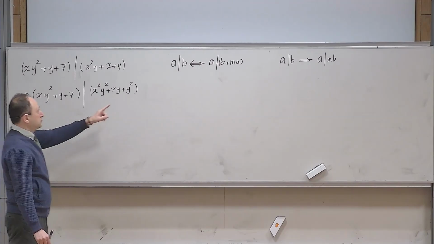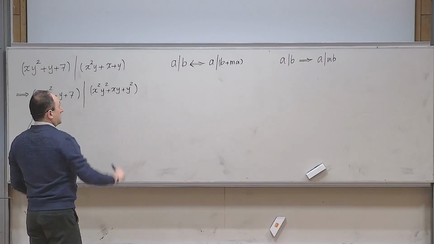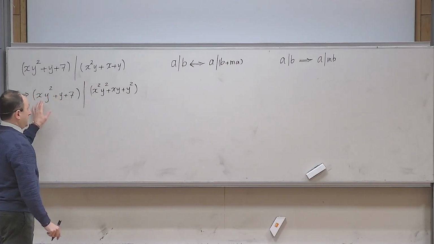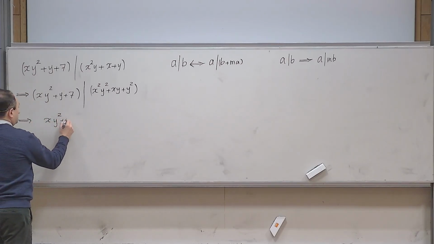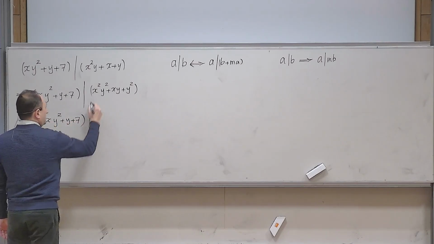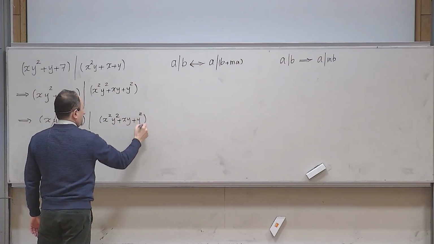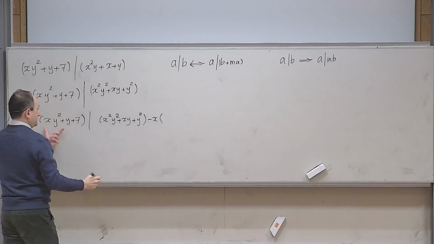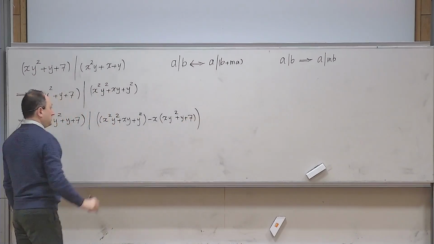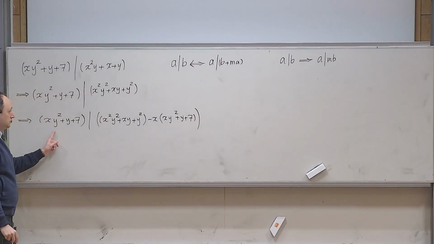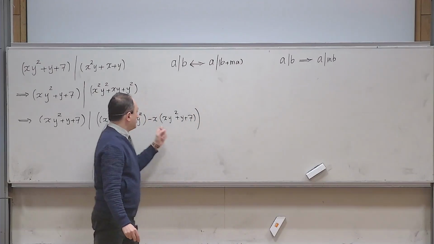Now I want to use this theorem by giving the role of A to the left-hand side, the role of B to the right-hand side, and the role of m to minus x. So I copy the left, copy the right, and then subtract x times the left, x y squared plus y plus 7. So from here, I can go to this one. I am giving the role of m to minus x here.